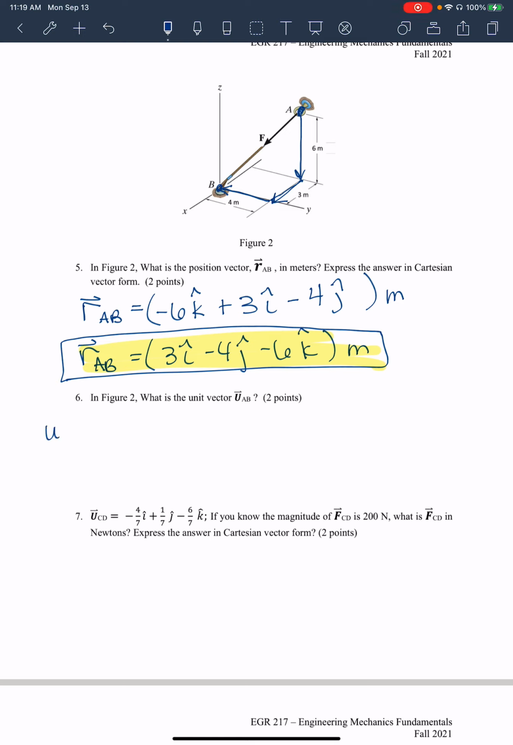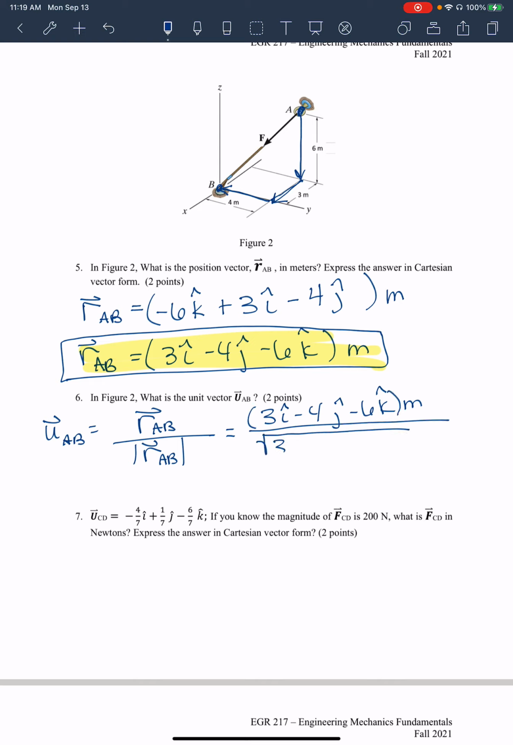So the unit vector from A to B equals the position vector divided by the length of the position vector. So the position vector is 3i minus 4j minus 6k, that's meters, and then divided by the length of that, which would be the square root of 3 squared plus 4 squared plus 6 squared. That's meters also, so the meters cancel out, which is good for a unit vector.